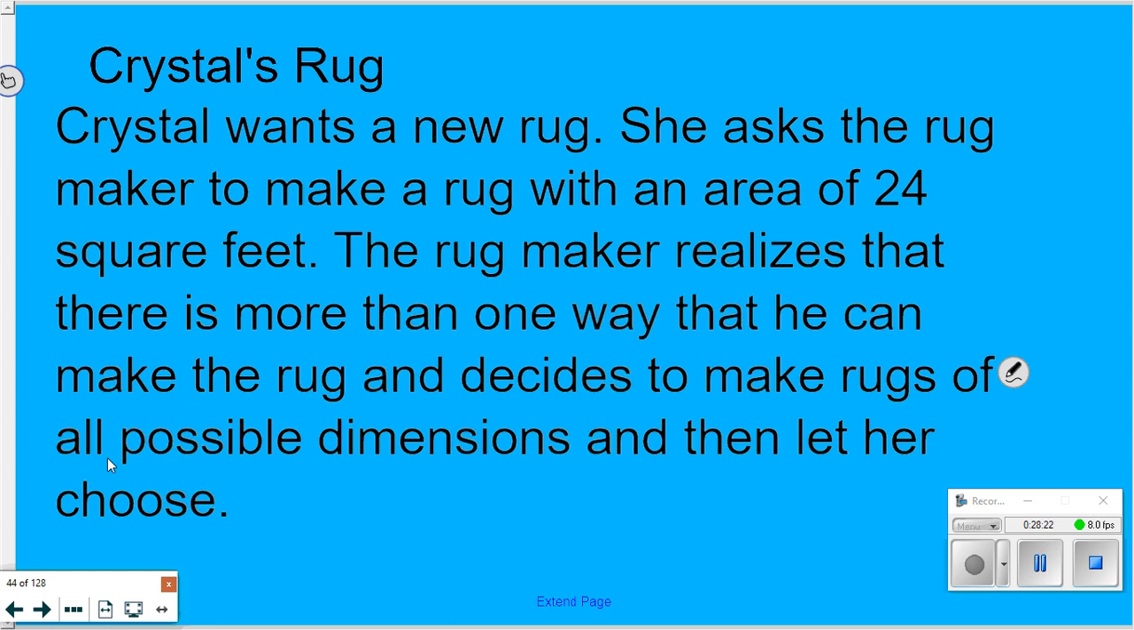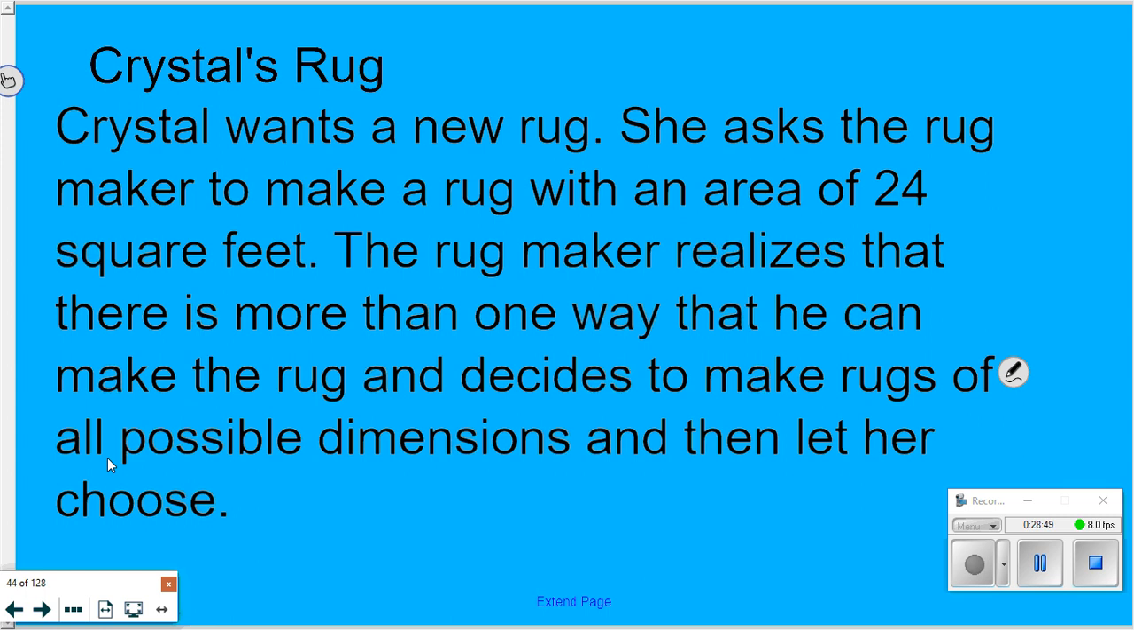Here's our story. Here's our problem. Here's our task. We've got a girl named Crystal. She wants a new rug. Kind of like Miss Miller wants a new rug because there's a nasty band-aid on it. Gross. She asks the rug maker to make her a rug with an area of 24 square feet. So she wants it to take up 24 square feet. So far, so good.